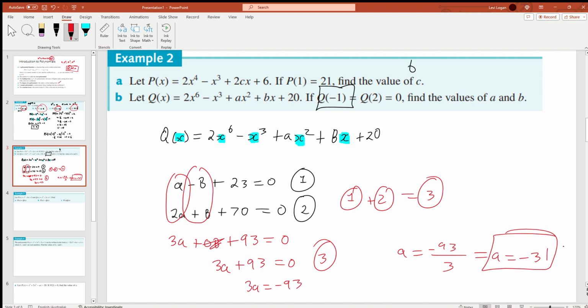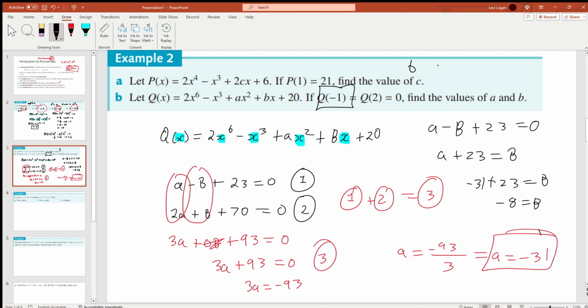Now we just substitute that into either equation, so we have a minus b plus 23 equals 0. Now we're going to solve for b, move the b to the other side. So a plus 23 equals b. We know a is negative 31, so negative 31 plus 23 equals b. What is that? 23 minus 31, negative 8 equals b. So I got a equals negative 31 and b equals negative 8.